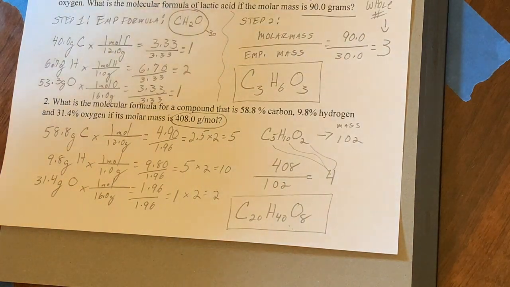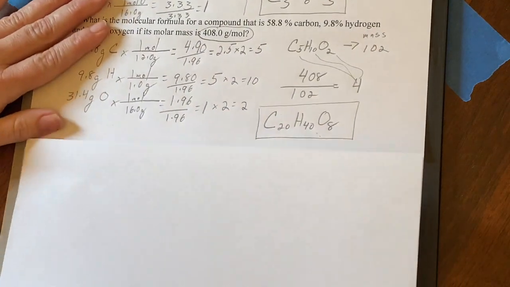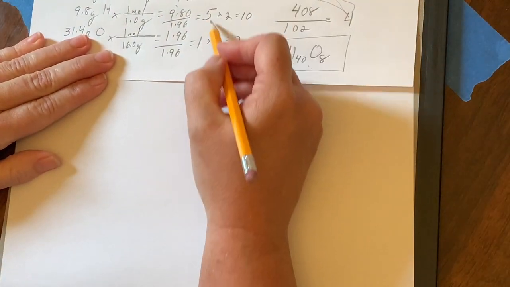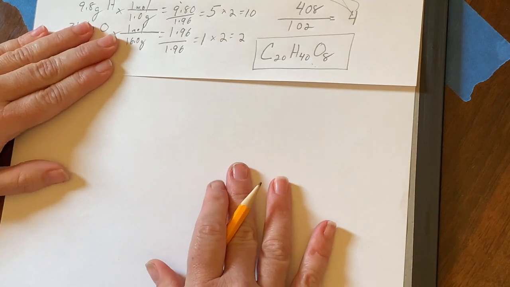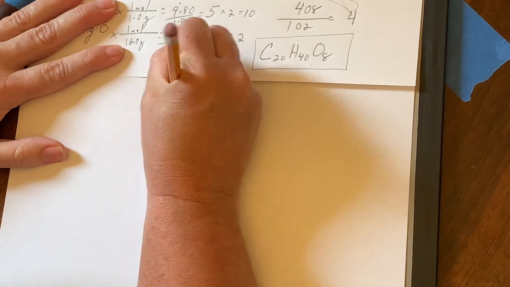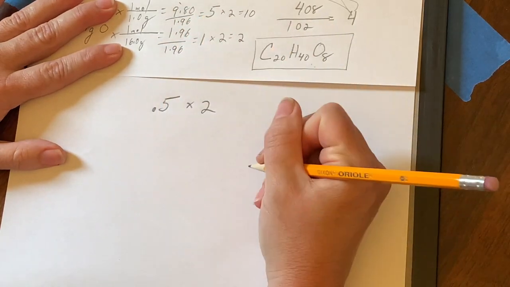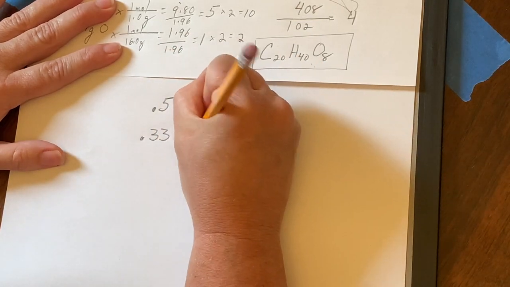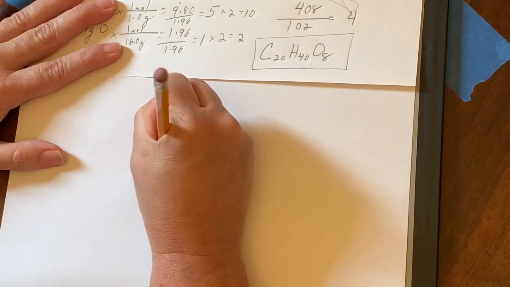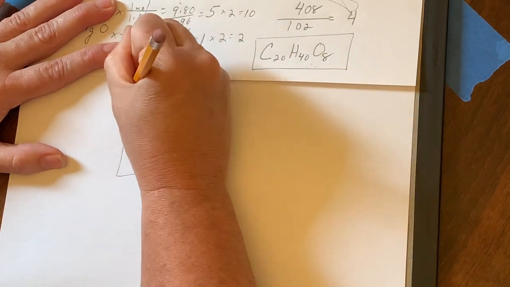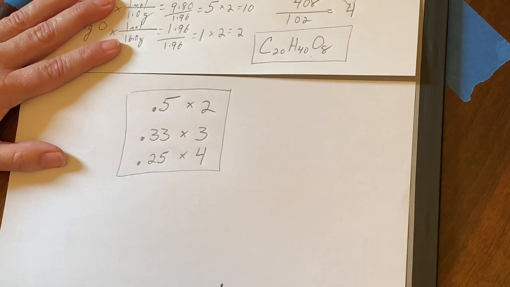A couple last minute things I just want to talk to you about when it comes to these problems. I'm going to make sure that these numbers work out nicely for you when it comes to this multiplying. But let's talk about the type of numbers you could get. If your number ends in 0.5, and again, we can't have half an atom, we're going to multiply it by 2. If it ends in 0.33, to get that to be a whole number, we're going to multiply that by 3. If it ends in 0.25, we're going to multiply that by 4. These are really going to be the only scenarios given to you at this point because we're going to make sure that these numbers really work out nicely for you.